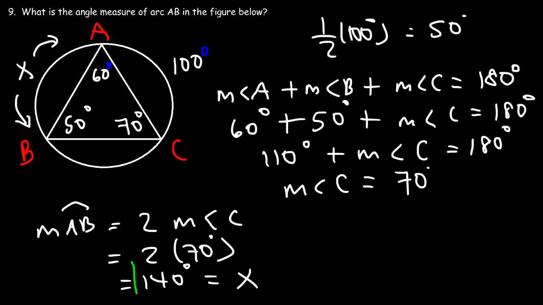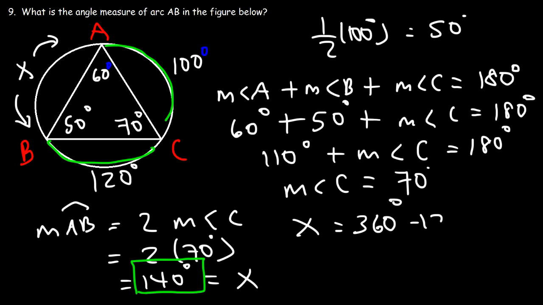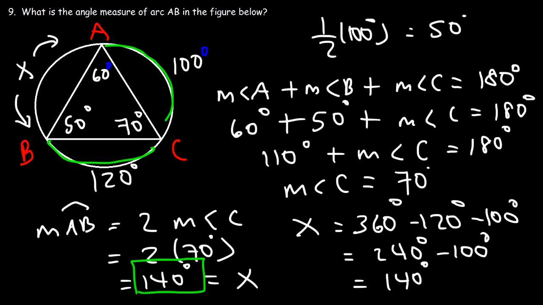So that's the final answer. It's 140 degrees. Another way in which you can get the answer is by calculating the measure of arc BC, which is twice the value of angle A. So 2 times 60 is 120. Now, arc AC plus BC plus AB, it forms a complete circle. So they have to add to 360. So therefore, x is 360 minus 120 minus 100. So 360 minus 120 is 240. And 240 minus 100 is 140. So that's another way in which you can get the same answer. So x is equal to 140 degrees.